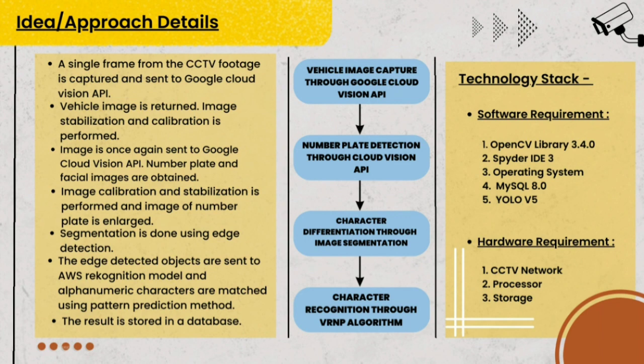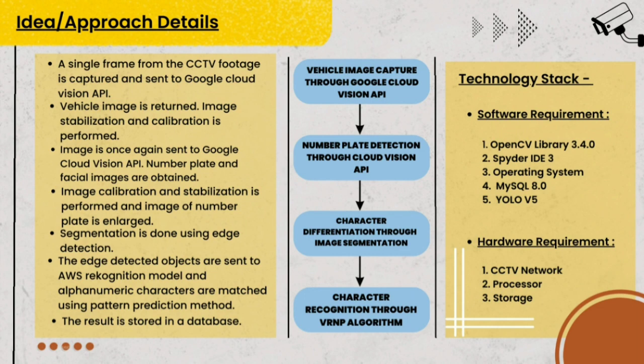Now, we have designed an optimizing algorithm known as the VRNP algorithm, which allows us to optimize the number of searches for recognizing the characters. Using this algorithm, we are finding the characters of the vehicle registration number, and after we get the vehicle registration number, we store the number as well as the facial images of the driver and the passenger as a result in the database. Now we have given a visual representation of how we are performing it.